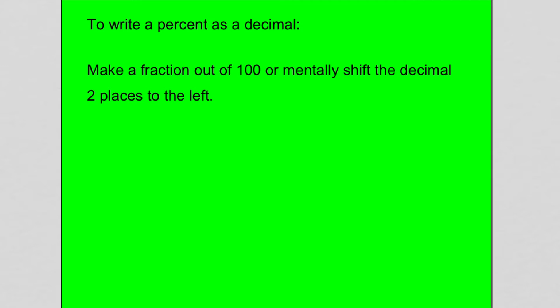In this section, we'll focus on taking a percent and making a decimal. To write a percent as a decimal, make a fraction of 100 or mentally shift the decimal 2 spots to the left. Let me show you what I mean.